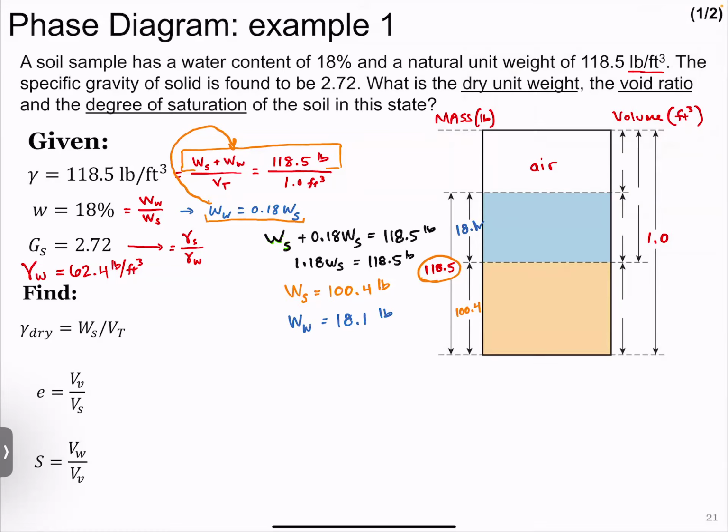Then we do our checks in our mind right here, and we see the total weight is 118.5. We have these two things that add up to 118.5. If the weight of solid was greater than 118.5, then something went wrong. If the weight of water was greater than 118.5, then something went wrong. Okay, so we have our mass side filled out already, which is really nice.